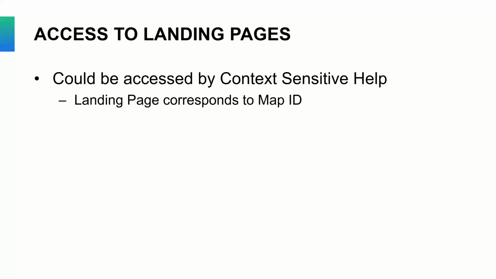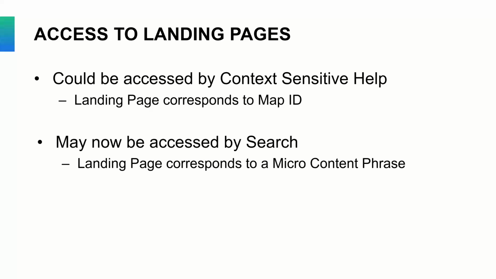So in other words, they're taken to a landing page that says, okay, we know where you are in the application. Here are some useful links. Here are some useful tasks that you might want to read more about, as well as providing a little overview and maybe trying to answer those key frequently asked questions. So we can link landing pages to our context-sensitive help IDs.